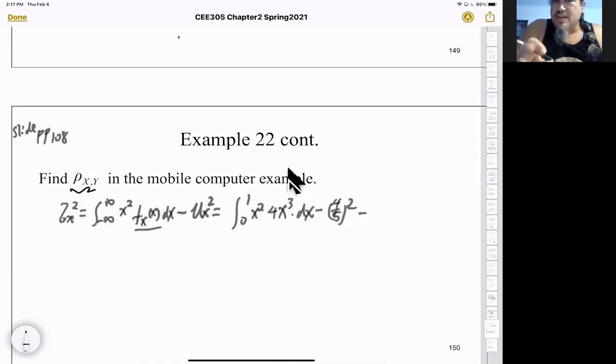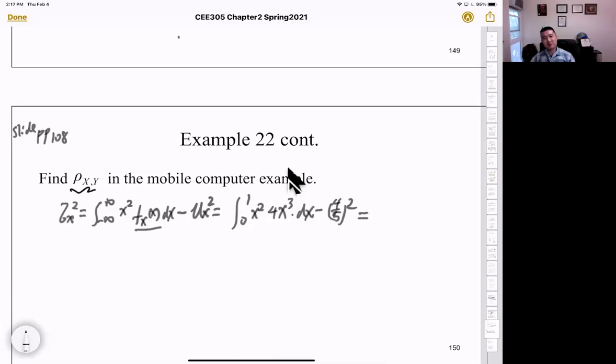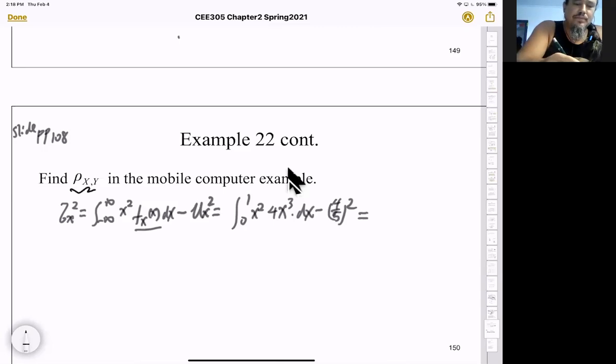Professor, is that a density notation? Yeah, we call that rho, correlation. Rho doesn't only mean density. In physics it means density, but here it means correlation. Okay, correlation. Thank you.